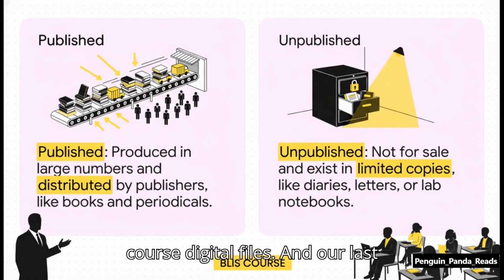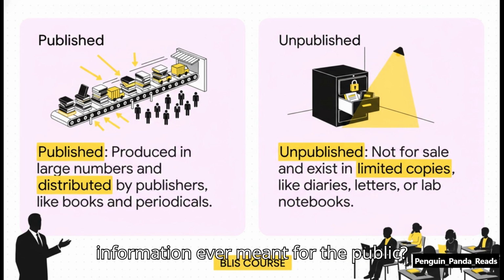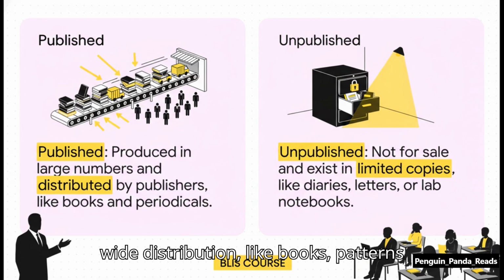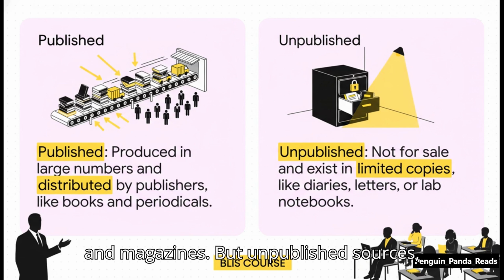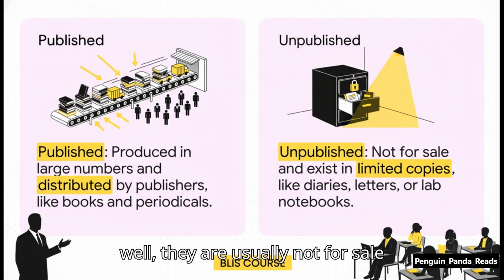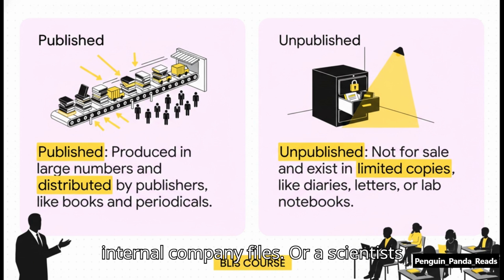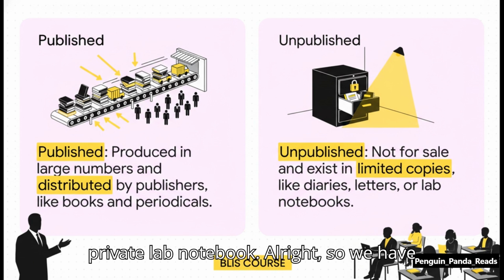And our last preliminary sort is this. Was this information ever meant for the public? Published sources are things made for wide distribution, like books, patents, and magazines. But unpublished sources, well, they're usually not for sale and there are only a few copies. Think of things like personal diaries, internal company files, or a scientist's private lab notebook.